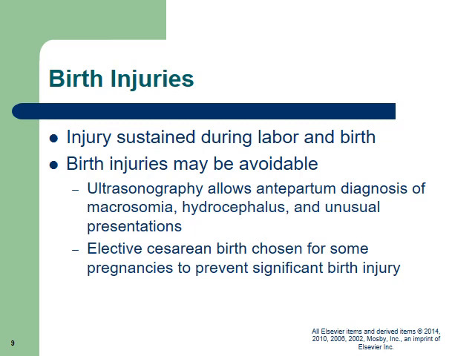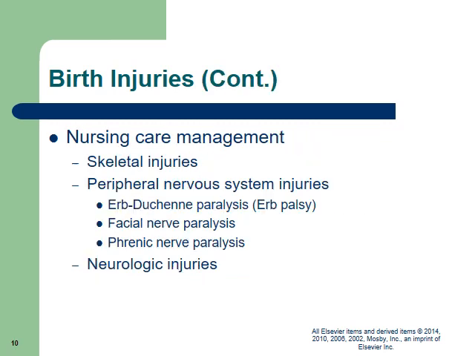Elective C-section is chosen for some pregnancies to prevent the injuries. Prevention's always better than treatment. The nursing care management is to do a really good assessment. Check the clavicle, that's a big one, but you want to do a real thorough assessment of the infant, especially if they've had a tough delivery, tough time coming out.